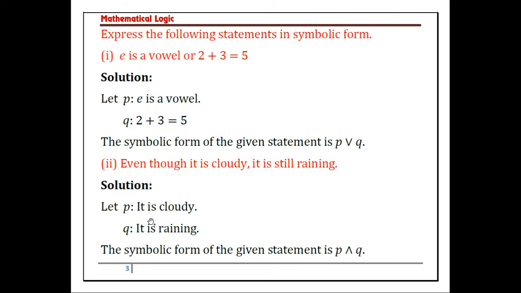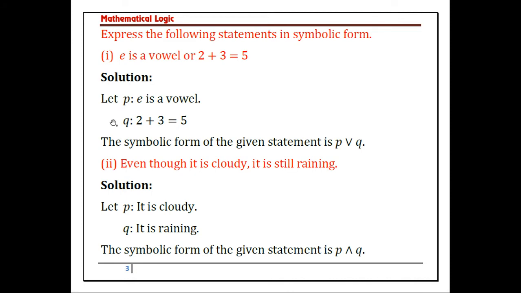Now coming back to logical connectives, we have to see one question based on these logical connectives. First question: express the following statements in symbolic form. The first one is: E is a vowel, or 2 plus 3 equal to 5. As you can see, there are two statements. We have to remove this or connective first. So the first statement we are going to consider as P, which is E is a vowel. The second statement we consider as Q, which is 2 plus 3 equal to 5.